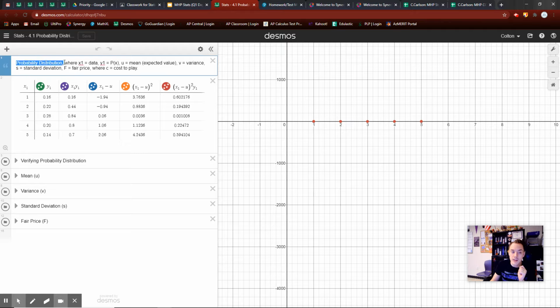Probability distribution. This is a probability distribution where x sub 1 is the data. x1 is the data. This right here is x1. Okay, I'm highlighting it. That's x1. That's your data. Now notice, y1 equals P of x. P of x is your probability. So this is y1, probability.